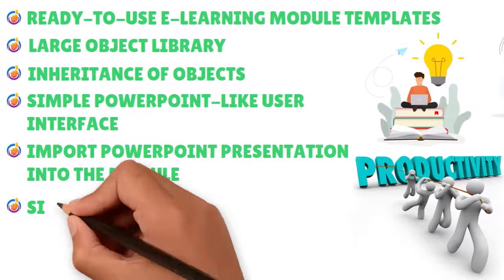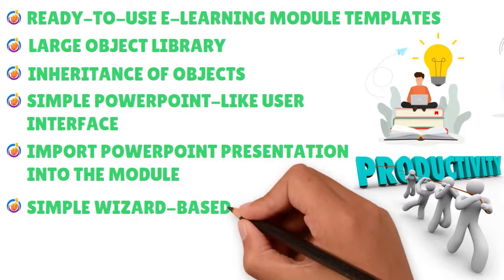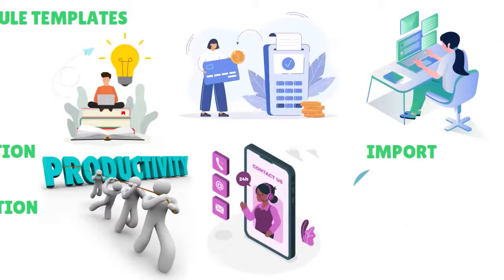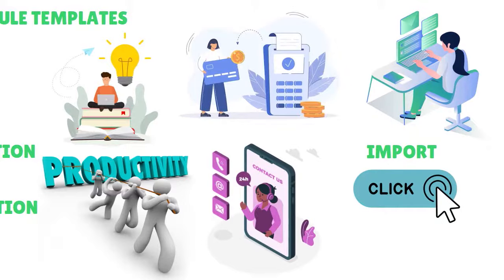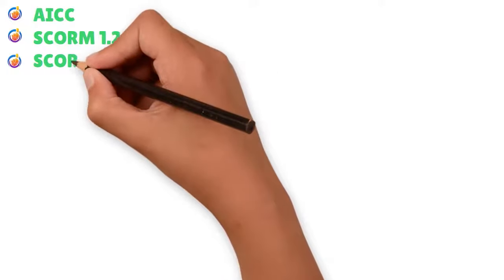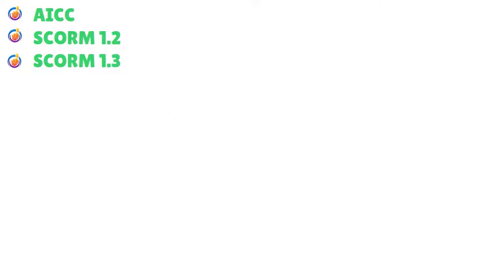You also have a simple wizard-based publication process, so you can instantly publish content to multiple platforms with a few mouse clicks, and the content package will be created automatically depending on the selected publishing option. So this is really good. And when we talk about the e-learning standards here, we're talking about AICC, SCORM 1.2, SCORM 1.3. This is kind of important.